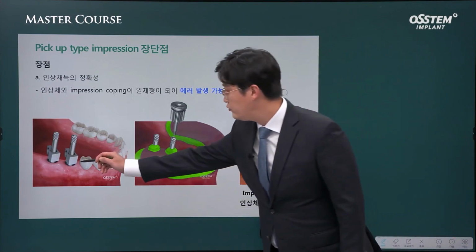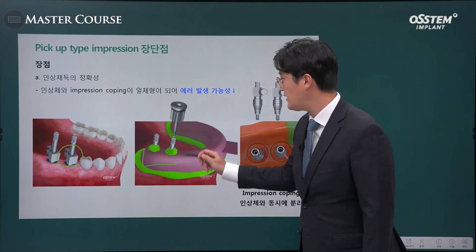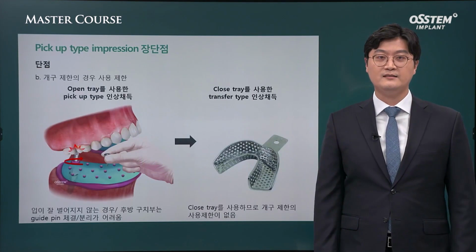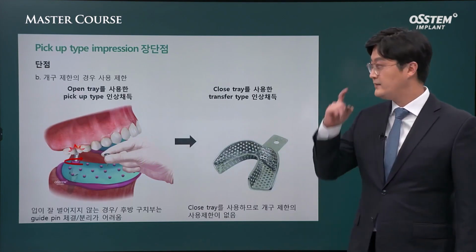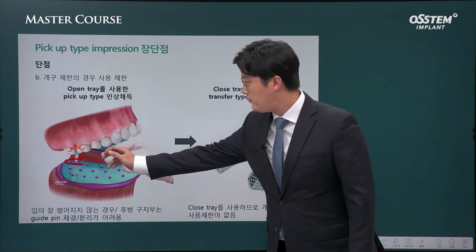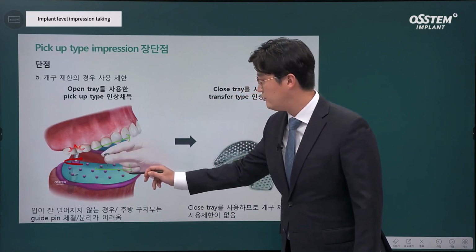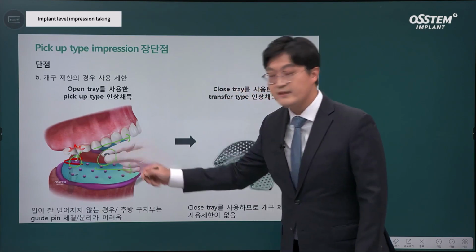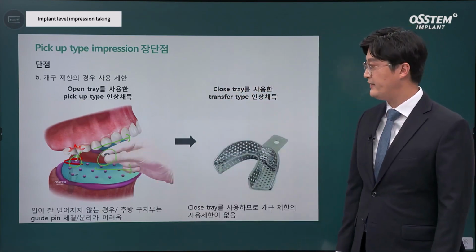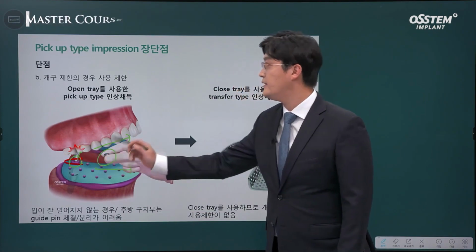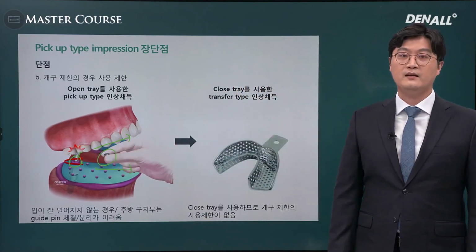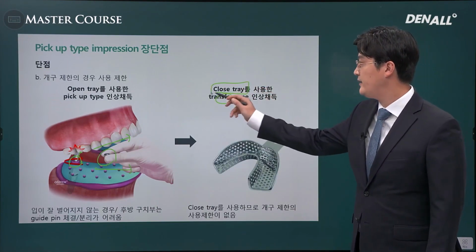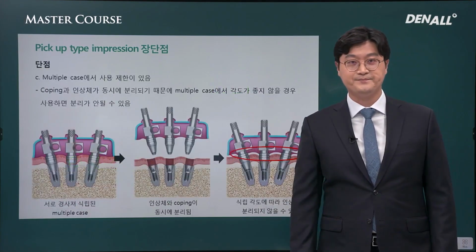Advantages: this part is cut in the impression, lowering the possibility of errors. That's an advantage. However, disadvantage: for patients with a limited mouth opening, the pickup type cannot be used because over the pin, the hex driver also needs to be connected. There is a limited space, so the pickup type will not be used. In that case, you can switch to the transfer type with closed tray.